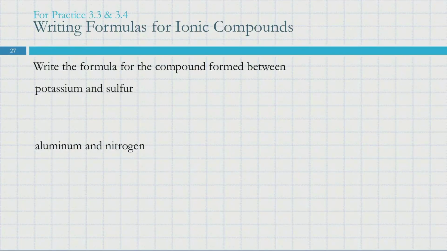So if we want to practice, we want to write the formula for the compound formed between these two things, potassium and sulfur. So we would need to know the symbols to start. So potassium is K. Potassium, when it forms an ion, have we talked about how to get the charge of the ions? I think we have, right?